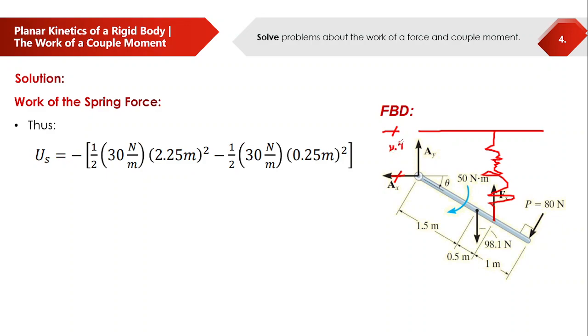Pasensya na, so 0.75 siya. Okay? 0.75 meters. Given that your unstretched length of the spring is 0.5, di ba? 0.5 yung unstretched length niya. Therefore, mas mahaba pa yung gap ng roller guide natin to our support.